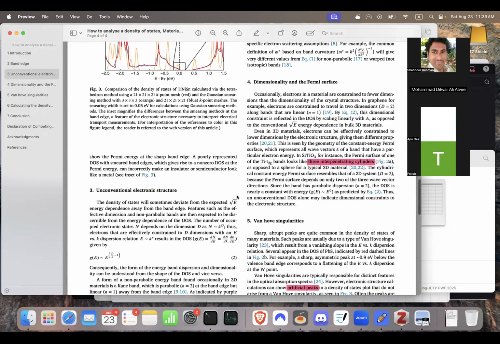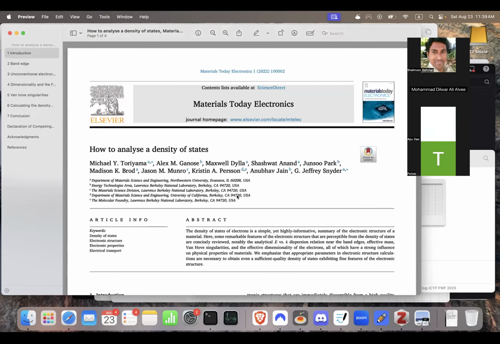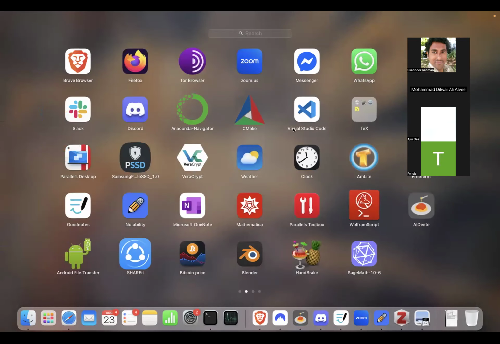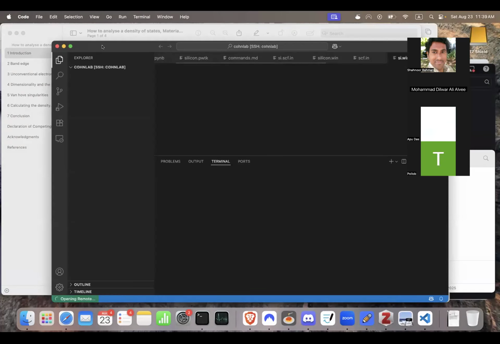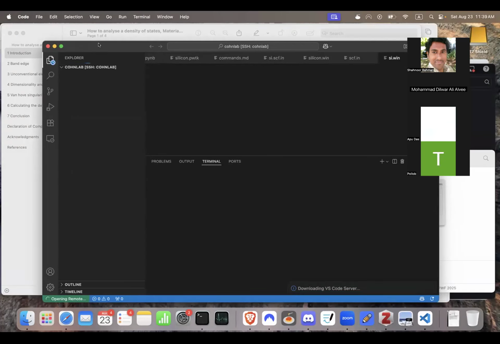And I think I can share this paper in Discord. Okay, I'll share this paper in Discord. Or do you think it's easier if I share it in Google Drive? Discord will be good, I think. Okay, yeah, that's it for today.